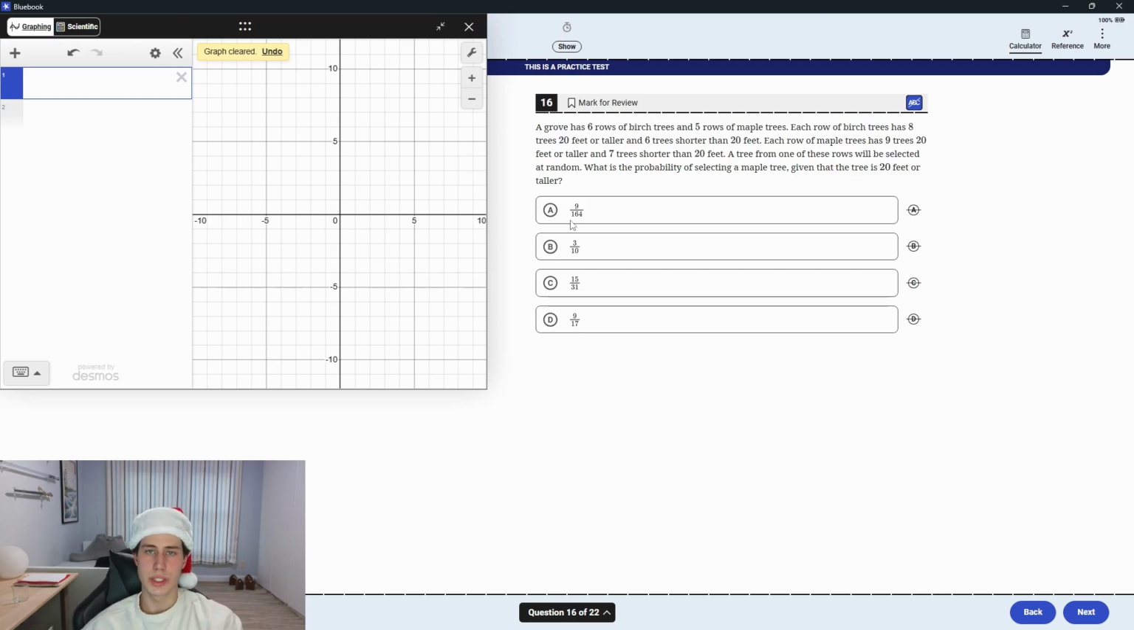So a grove of 6 rows of birch trees and 5 rows of maple trees. Each row of birch trees has 6 trees 20 feet or taller, and 6 trees shorter than 20 feet. Each row has this. A tree from one of these rows will be selected at random. What is the probability of selecting a maple tree, given that the tree is 20 feet or taller?